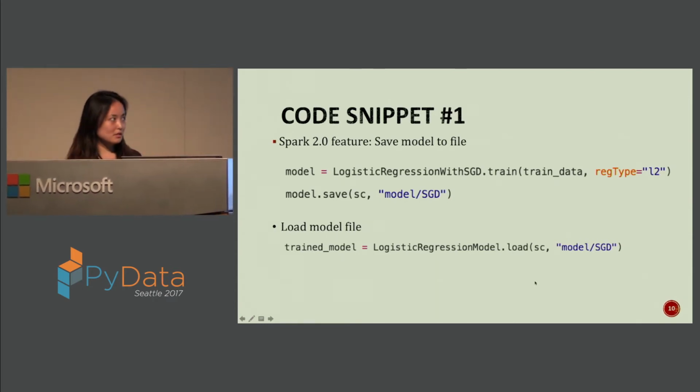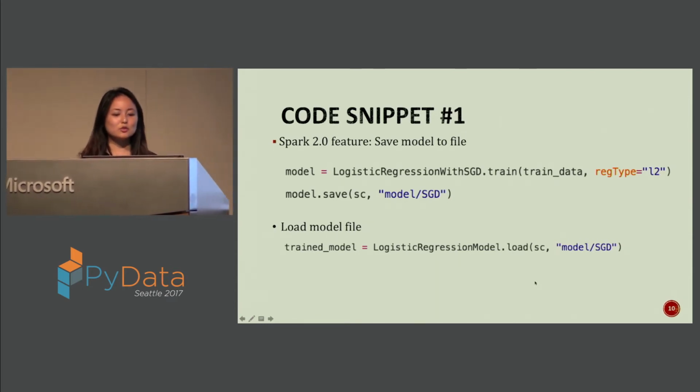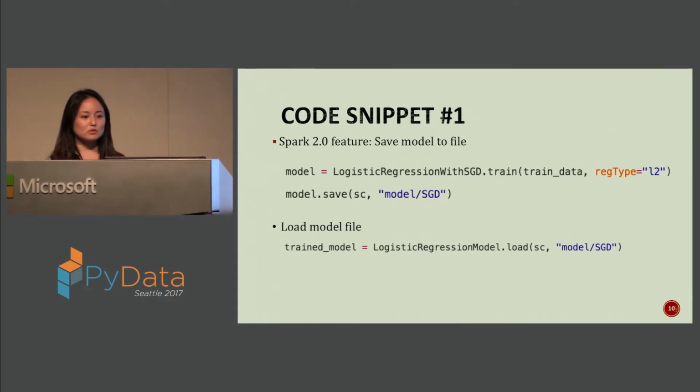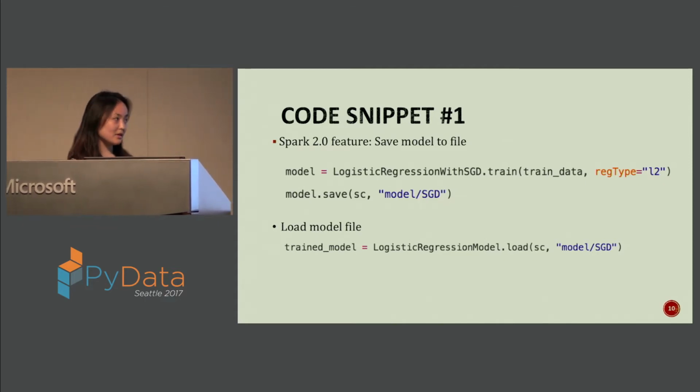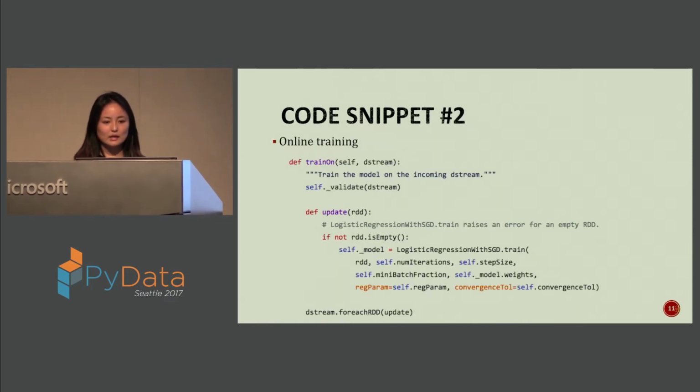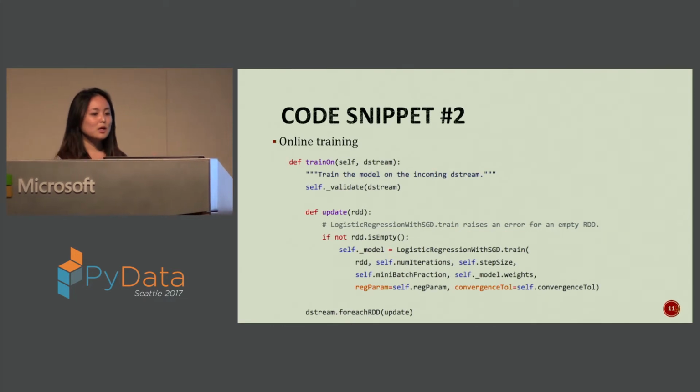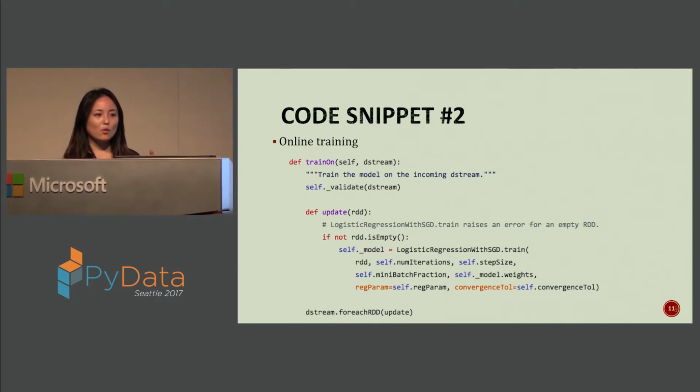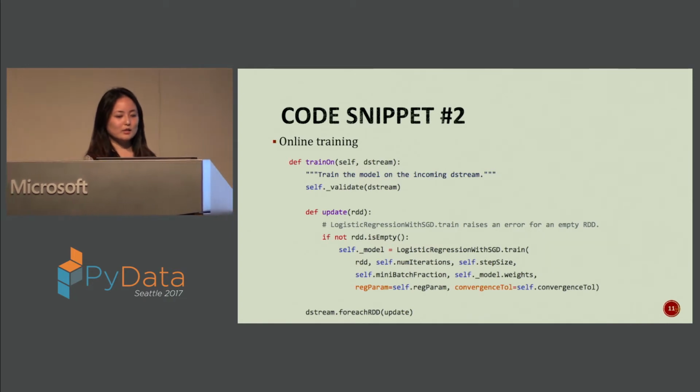For this short demo, I used Spark Streaming. Spark 2.0 has a feature to save a model to a file. As we mentioned before, we use logistic regression for this classification problem. You can train your model and save it, and later, when you want to do a prediction, you can load the model from file, either for batch prediction or online streaming. Another part is the online learning part. Basically, you have an update function that is called on every RDD, and it updates your model based on the newly arriving data.